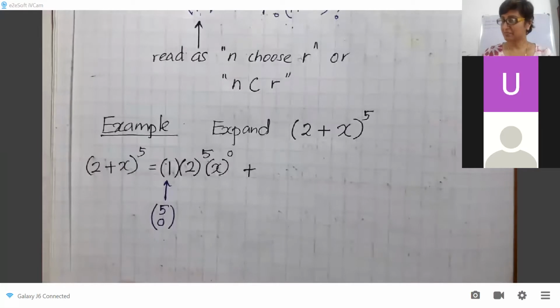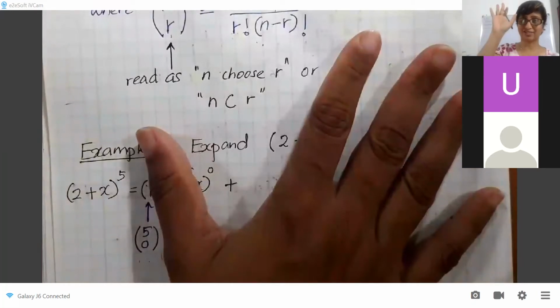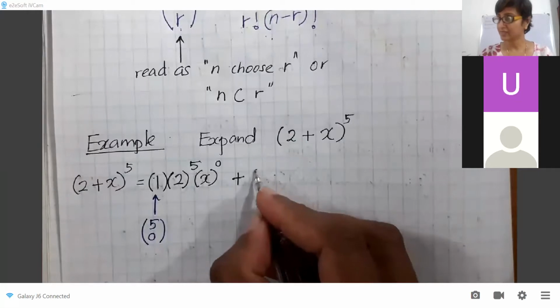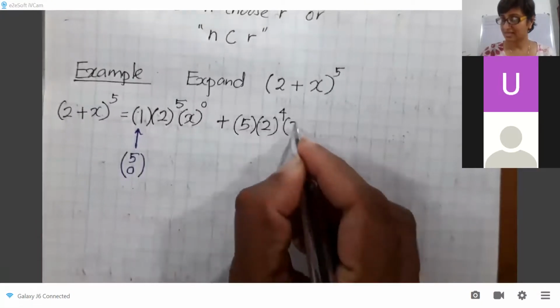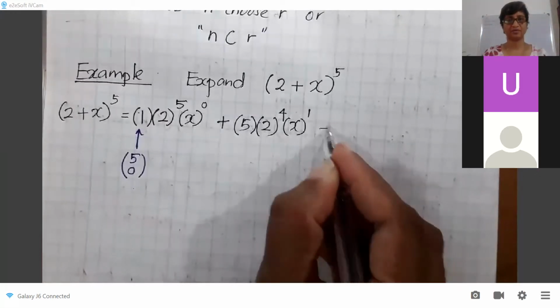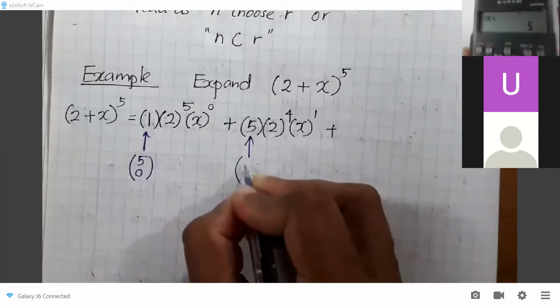Right. Then my second term, I know the coefficient is 5, because the power is 5. And then this is 2 to the power of 4 and x to the power of 1. But I should be able to get this from the formula: 5 choose 1. Let's try that. I would press 5, the NCR button, and 1. So 5C1, and pressing equals gives me 5.